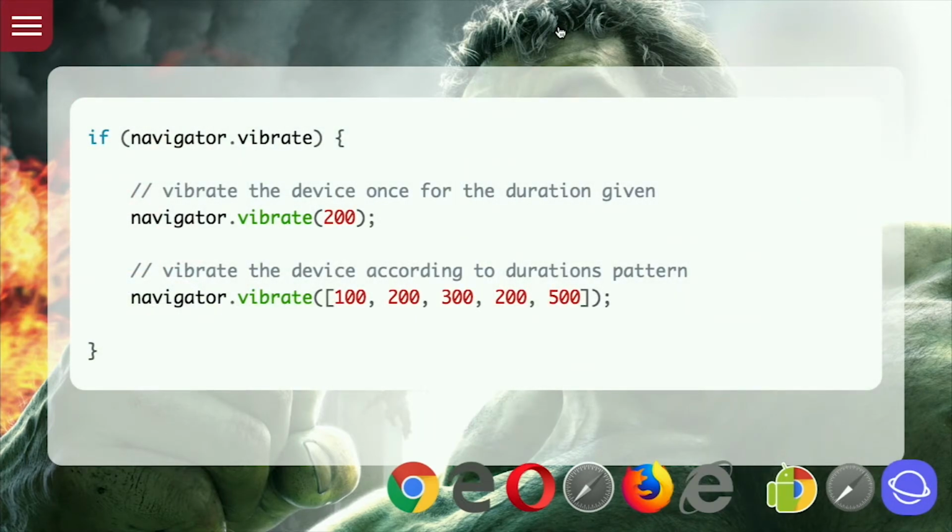It's fairly easy to use. Again, check whether it's available or not. And if you just give a value, it will vibrate once, in this case 200 milliseconds. If you put in an array, it will go on and off. So 100 milliseconds vibrate, 200 milliseconds nothing, 300 again, 200 nothing, 500 again.